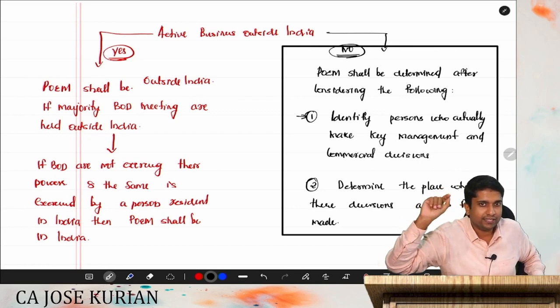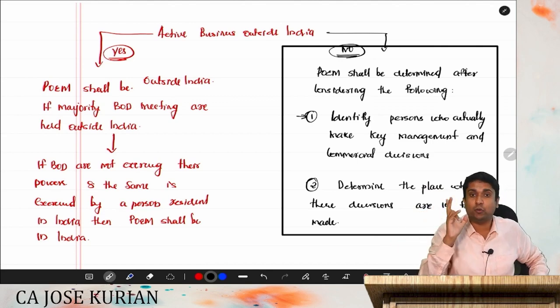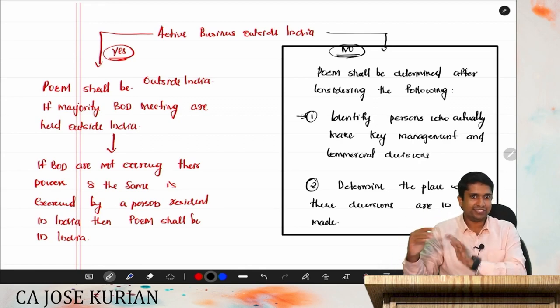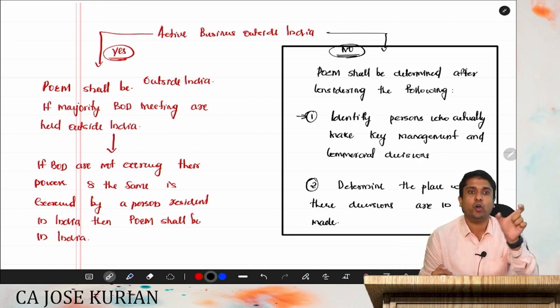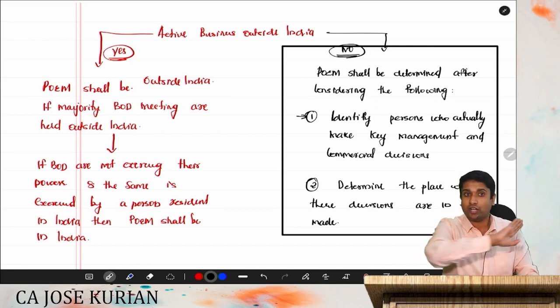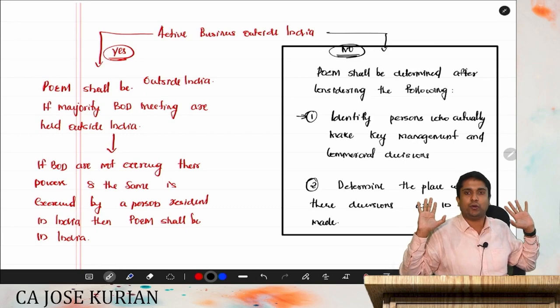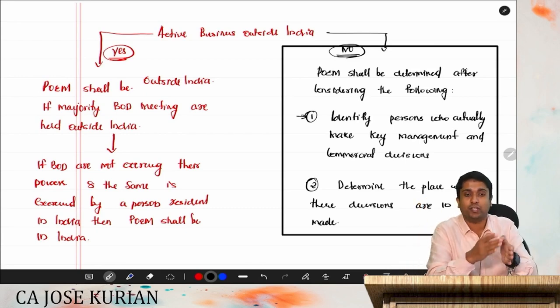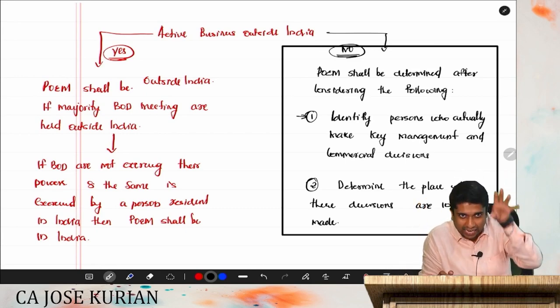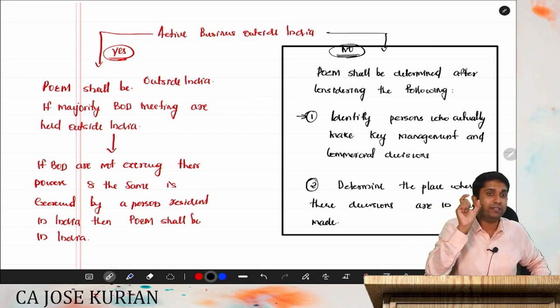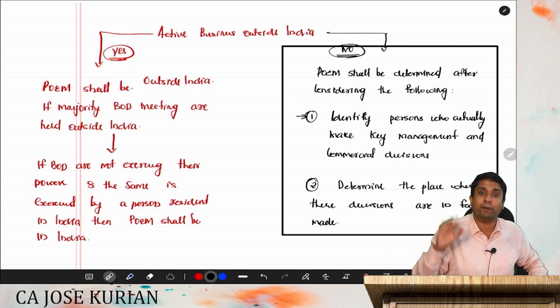Are you all with me? In the starting itself, I've told you this is only a guideline principle. What do you mean by a guideline principle? In certain scenarios, this principle will help you to determine POEM. This guideline is not to determine POEM in all permutation and combination. You cannot determine POEM in all permutation and combination by making use of this guideline. This will help in certain circumstances. Are you all with me? POEM determination is actually a discretionary power of the department.